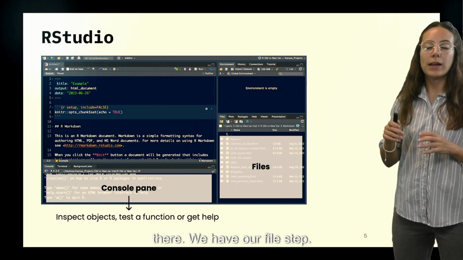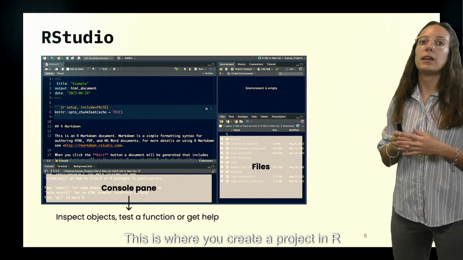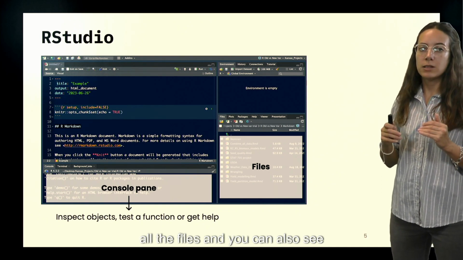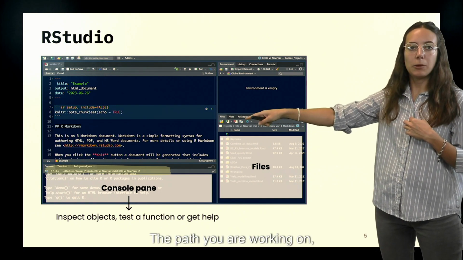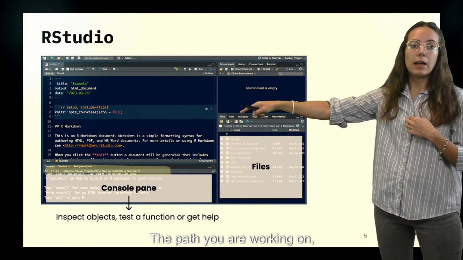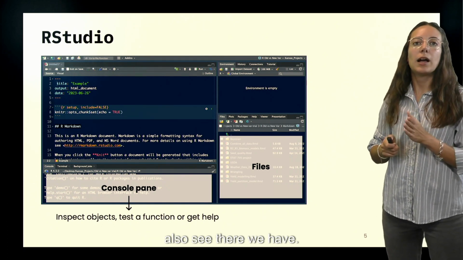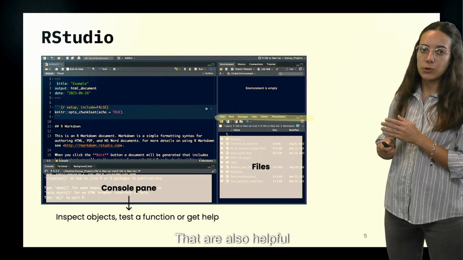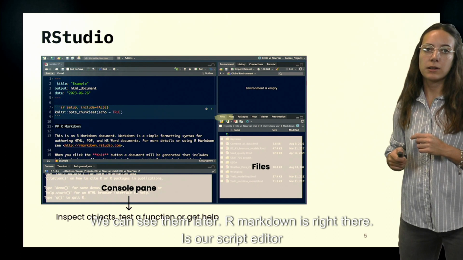We have our Files tab. This is when we create a project in R. The directory of the project is going to appear there with all the files. And you can also see the path that we're working on right above the console pane. But you can also see there we have some other tabs that are called plots, packages, help, viewer. Those are also helpful while we're working. We can see them later.